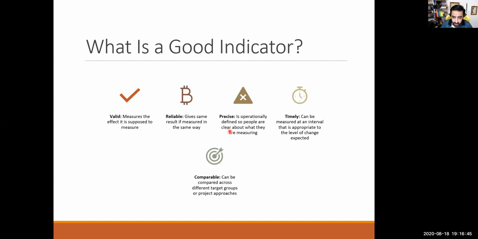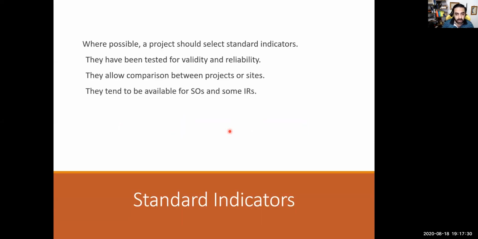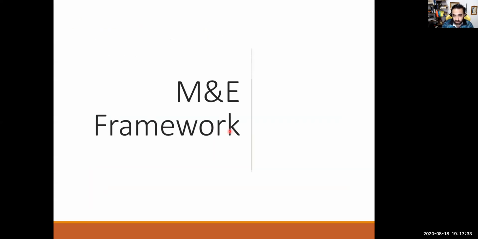If one day you get asked about that, or if you want to evaluate an indicator, you should keep these in mind, like the SMART formula, which is specific, measurable, achievable, relevant, and time bound. Criteria for indicator selection: consistent with the project design, which we talked about the day before yesterday. Useful, contributing to the project design, management, and evaluation. Available and affordable, which means in line with your budget line or budget code that you put for each indicator. For example, if an indicator costs more budget, this is totally different, it depends. Standard indicators, we talked about that, and the exercise we will talk about.